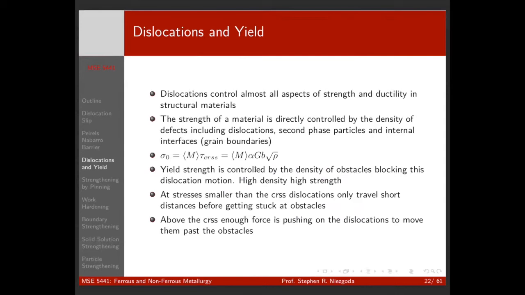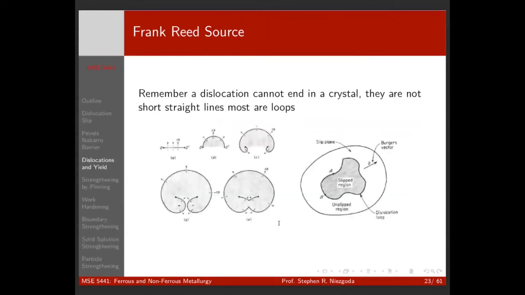And so at stresses smaller than the critically resolved shear stress, these dislocations are only going to travel short distances before getting stuck at obstacles, either other dislocations, secondary particles, or interfaces. Above the CRSS, we inherently say there's enough force pushing on the dislocations to move them past the obstacles. So what do we mean to actually move past the obstacles?